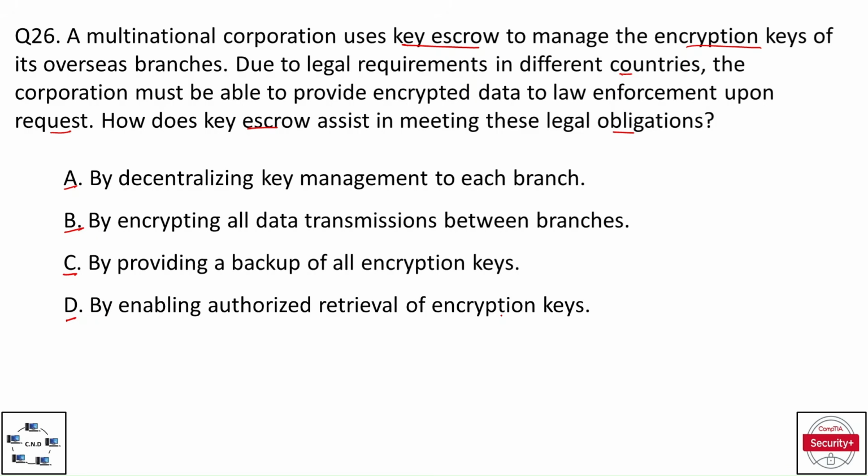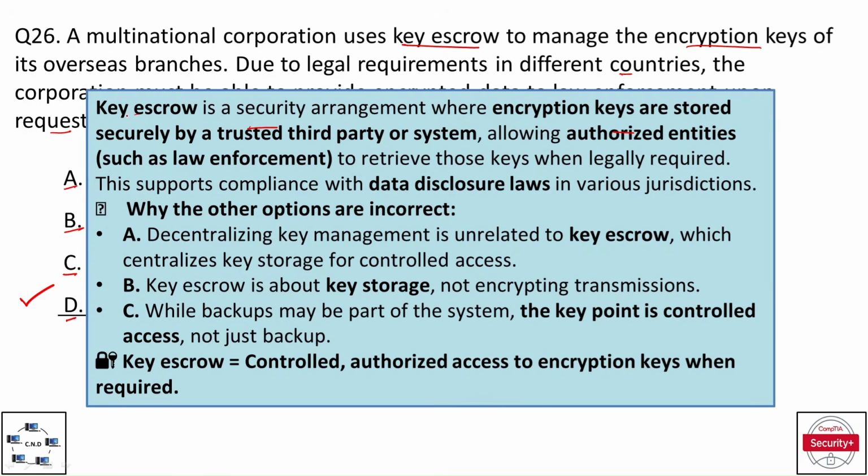And the correct option is option D, by enabling authorized retrieval of encryption keys. And the explanation is, so key escrow is a security arrangement where encryption keys are stored securely by a trusted third party or system, allowing authorized entities such as law enforcement to retrieve those keys when legally required. This supports compliance with data disclosure laws in various jurisdictions.